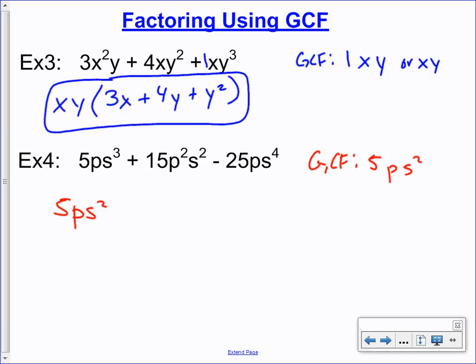Okay. So the 5PS squared is your GCF. When you take that out, what do you got left over? S. Got 3 here, so I took 2 out, got 1. P minus 5S squared.